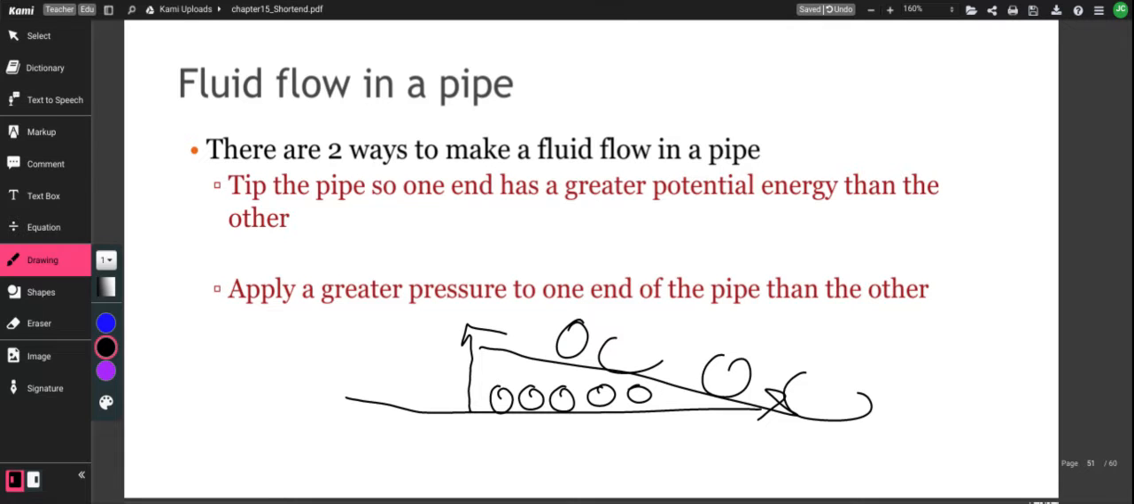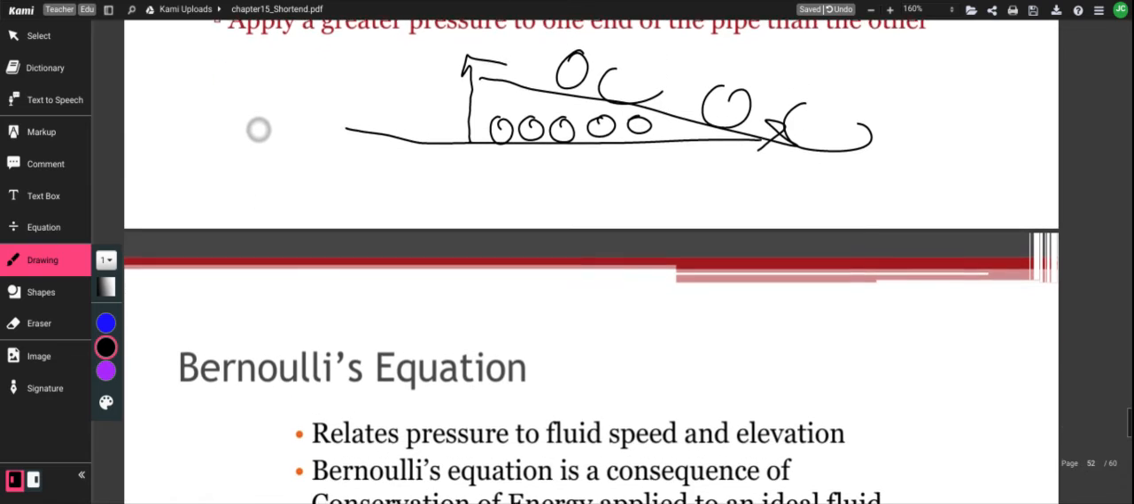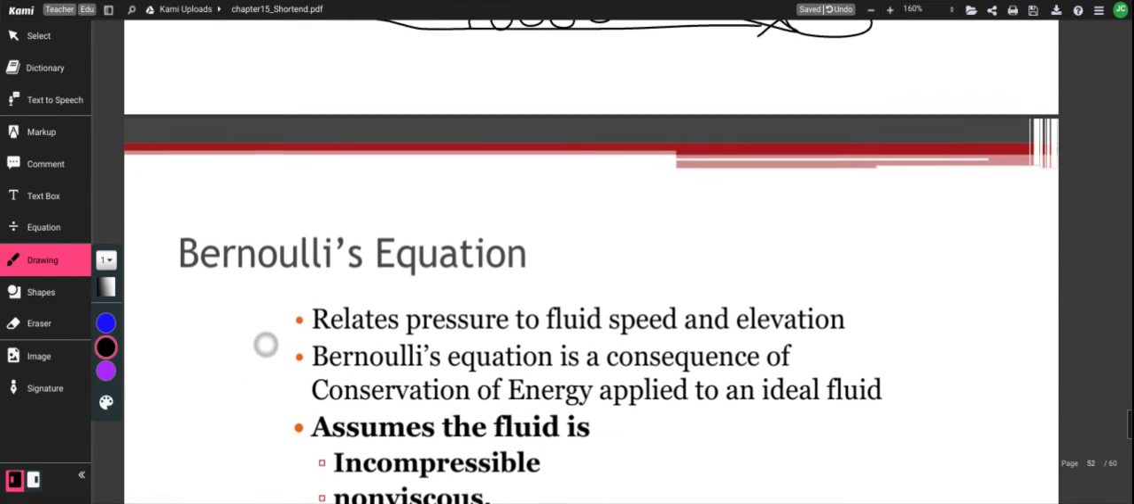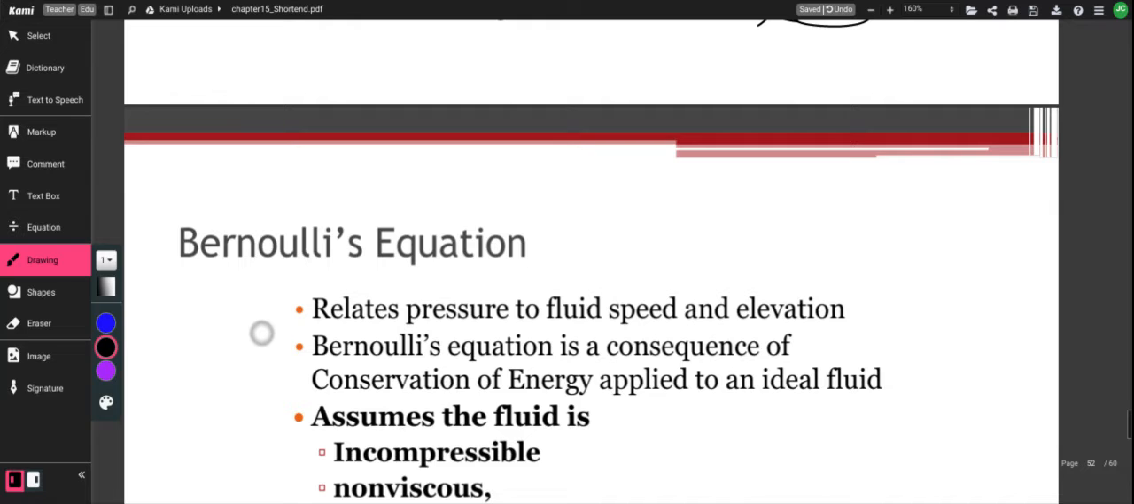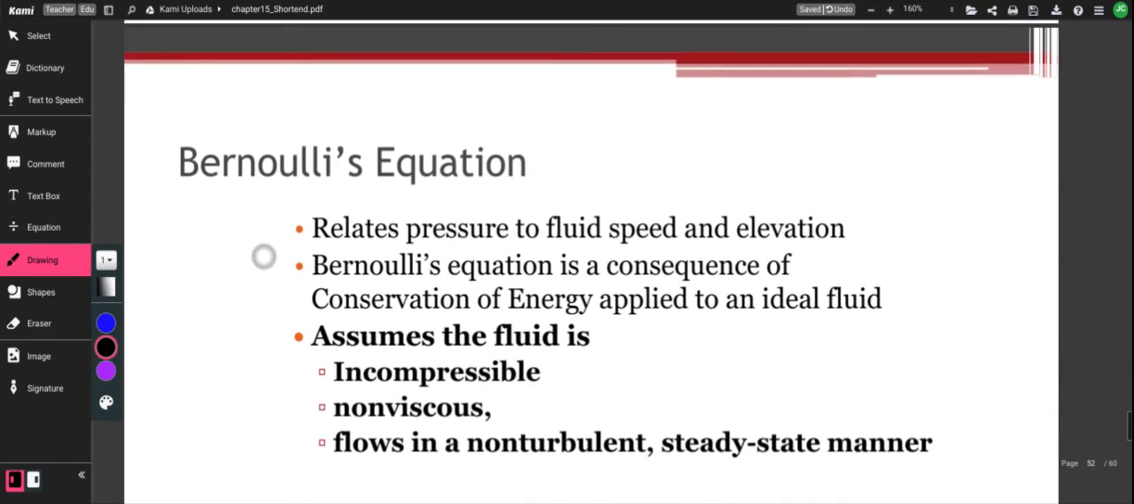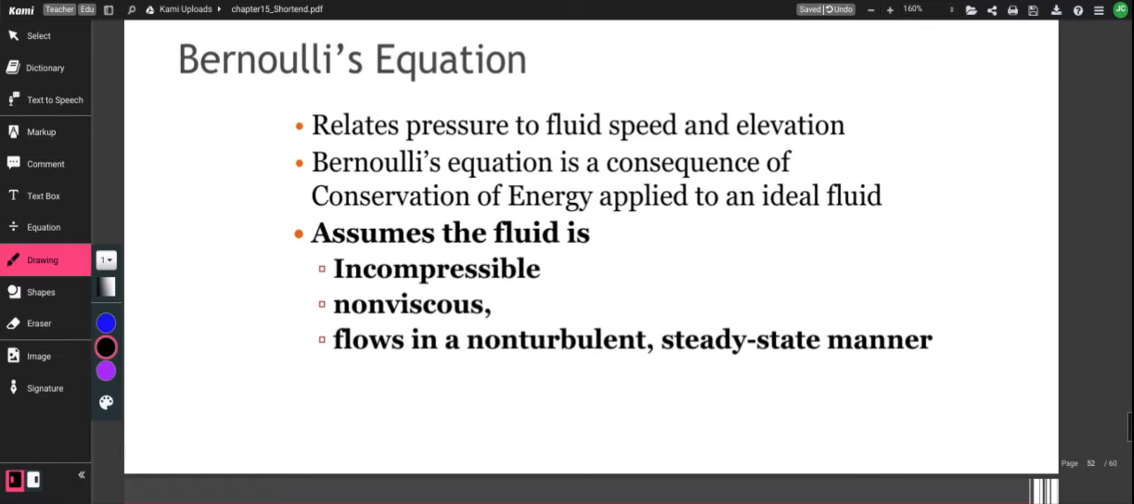The other way is to apply a pressure or a force to the end of the pipe to cause that fluid to move. So we either gain potential energy, which is free to flow to kinetic energy, or apply a force. Bernoulli's equation is going to make some assumptions. Again, this is for basic understanding, but we're going to assume that the fluid is incompressible, non-viscous, and flows in a non-turbulent, steady manner. This is ideal. We're only going to deal with ideal this year.